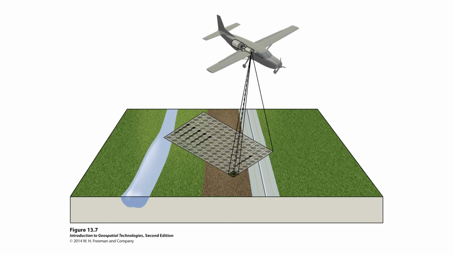Here we have a cross-track scanner from an aircraft that would be picking up information. Instantaneous field of view would be the area underneath each pixel and the data set that it measures, how much that amounts to on the ground.